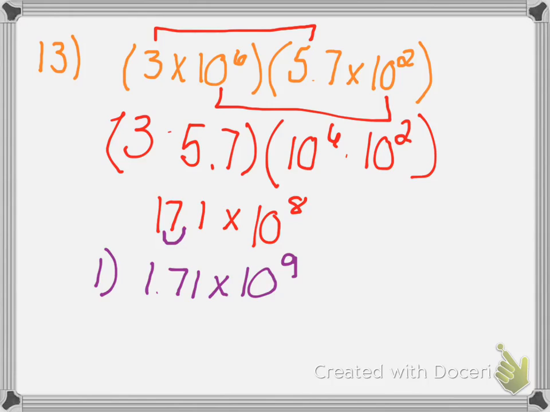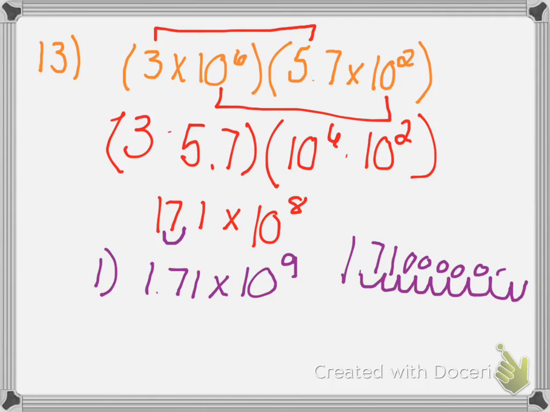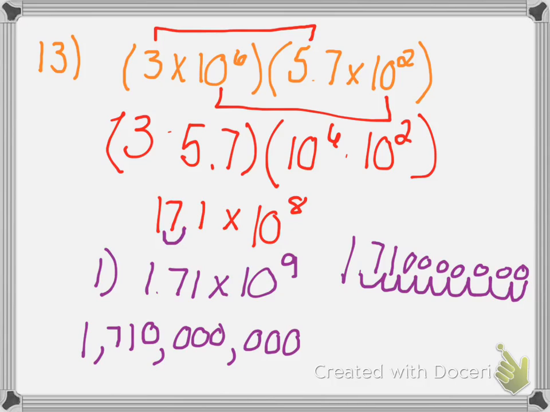Your second answer, you need to take 1.71 and move your decimal 9 times to the right. Then plug in all your zeros. So this answer must be on the line too. So both answers must be there in order for it to be correct.